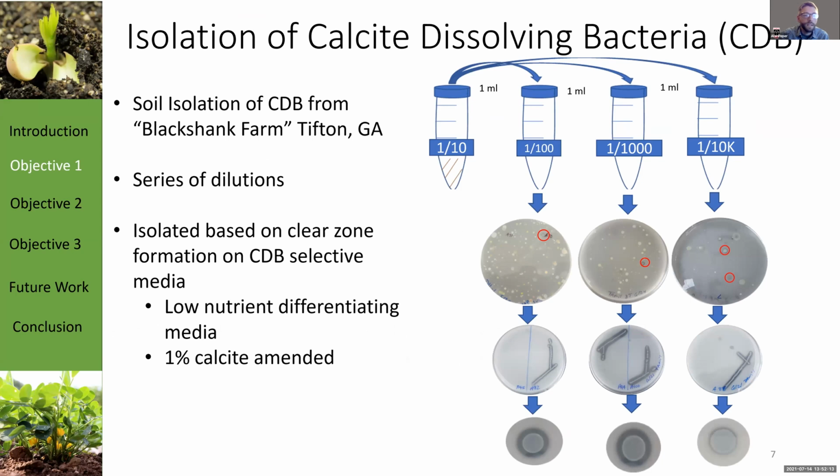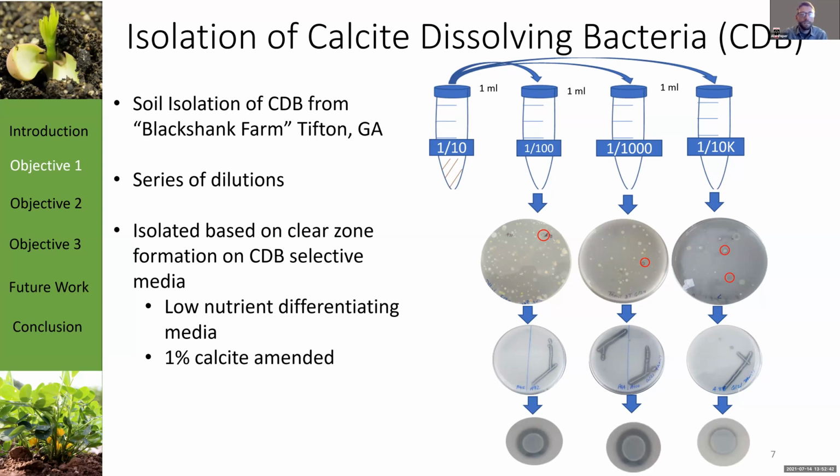So this was done in Black Shank Farms, Tifton, Georgia. Soil was collected and then through a series of dilutions and plating onto a low nutrient differentiating media that is amended with 1% calcite. So this creates an opaque plate. And then as the bacteria grows, a clear zone or halo is formed around the colony. And this indicates that it is able to dissolve calcite into calcium.